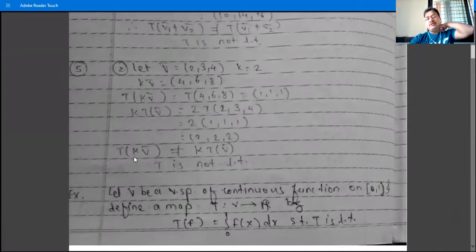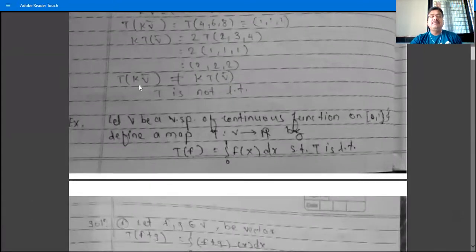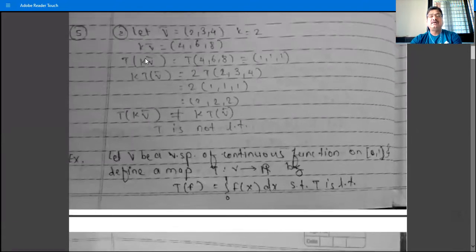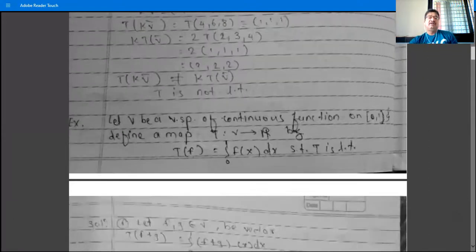And therefore, what is your observation? That TKV bar is not equal to KTV bar, because KTV bar is 2, 2, 2, and TKV bar is 1, 1, 1. And therefore, these two are not equal, and therefore, T is not a linear transformation.